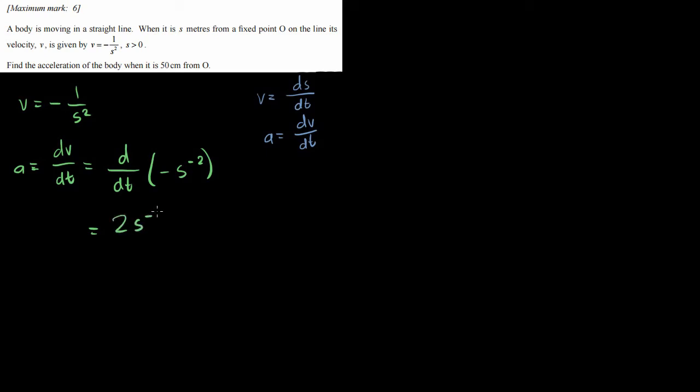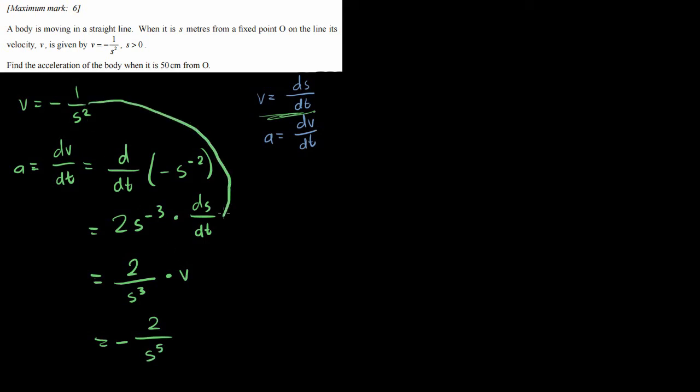So we have 2s to the negative 3, but we are differentiating with respect to t, so we need to apply the chain rule and take the derivative of s with respect to t. I'll write that in a better form: 2 over s cubed times ds over dt. You should notice that ds over dt is equal to the velocity, and we know what the velocity is. It's just negative 1 over s squared, so we can substitute that in. So we will have negative 2 over s to the 5.